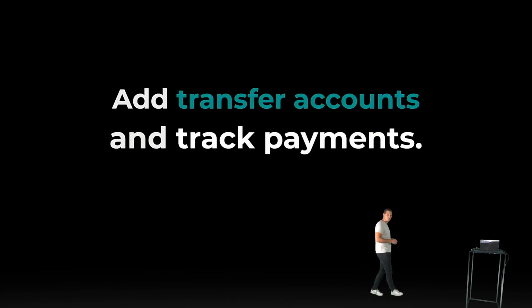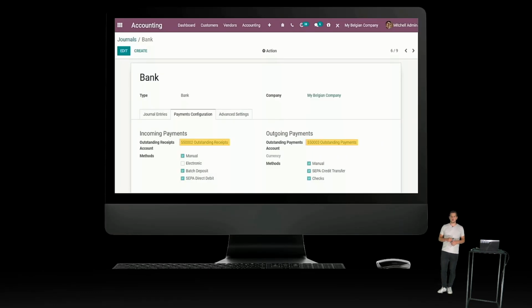We also added some new payment transfer accounts in order to track payments more easily, because there can be a moment between creating the payment and reconciling the bank statement. So on the bank journal as well, you can now add two new accounts, one for incoming payments and one for outgoing payments. We're going to use those accounts when you create payments in Odoo, when you create your batch files in order to send to the bank.